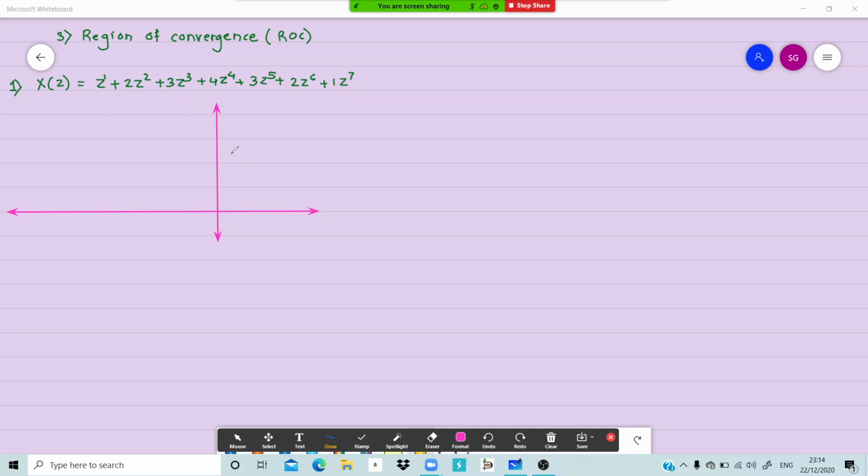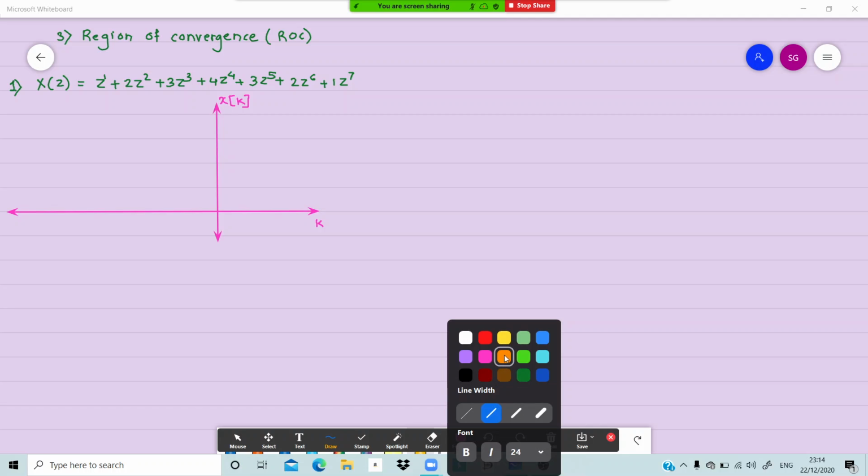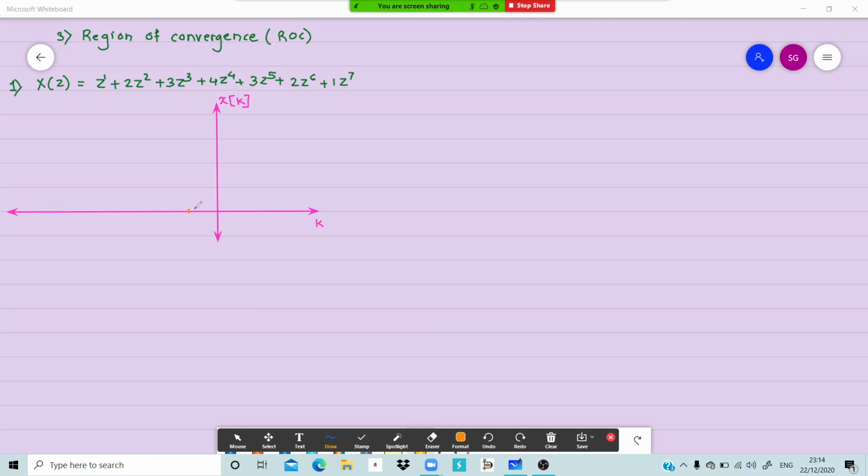So let us see, this is the x[k] axis and this is k, the samples that you are having, right? So yeah, on the axis 0, -1, -2, 3, 4, 5, 6 and 7. Okay, this is the sequence.